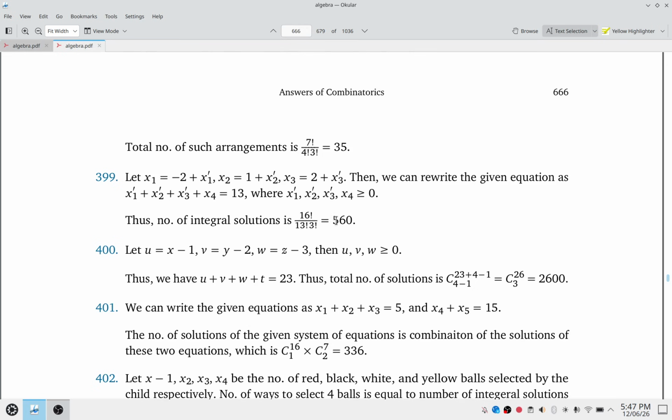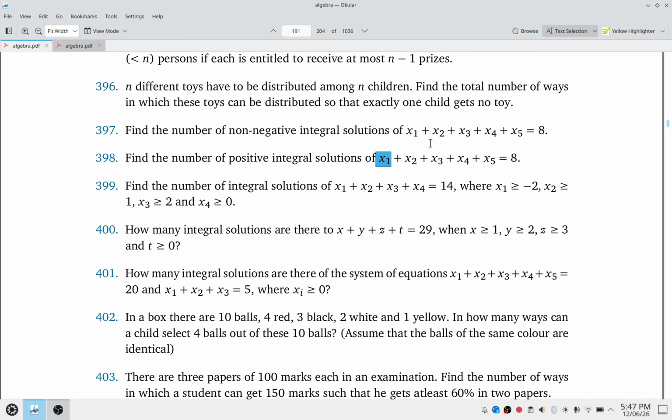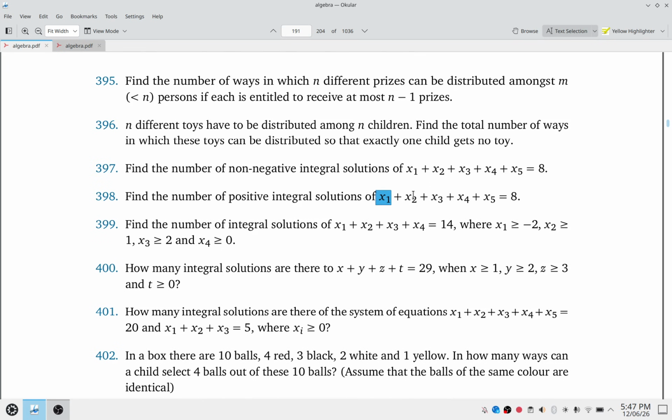That is 560. So how did we get this? So this is our n. So 4, 13 plus 4 minus 1, C n minus 1. Okay, so 16C13, that is what it is. All right. This formula we could have used to solve these two as well.